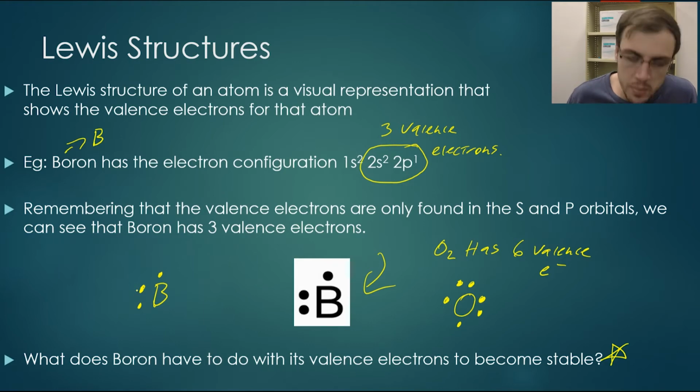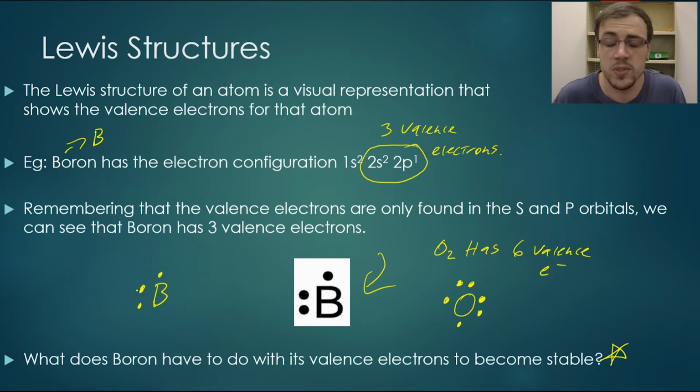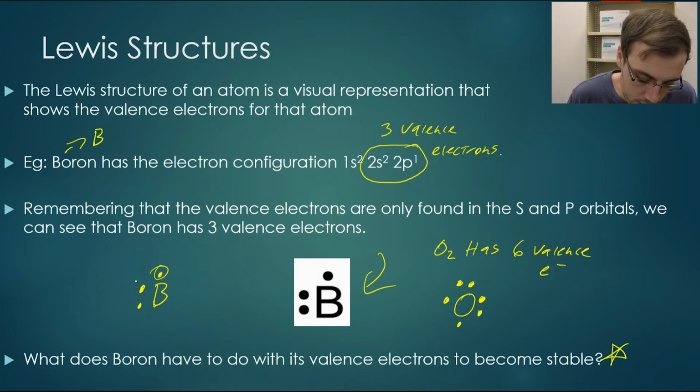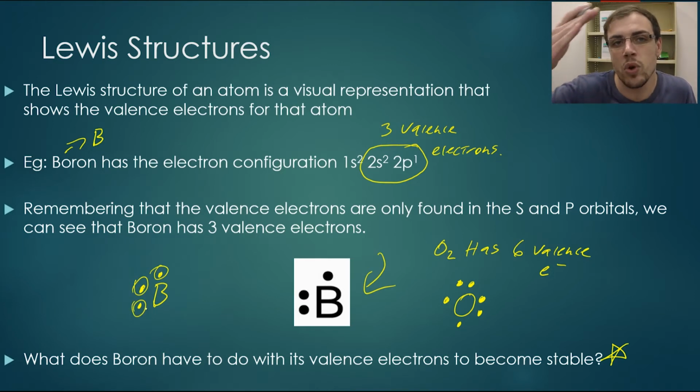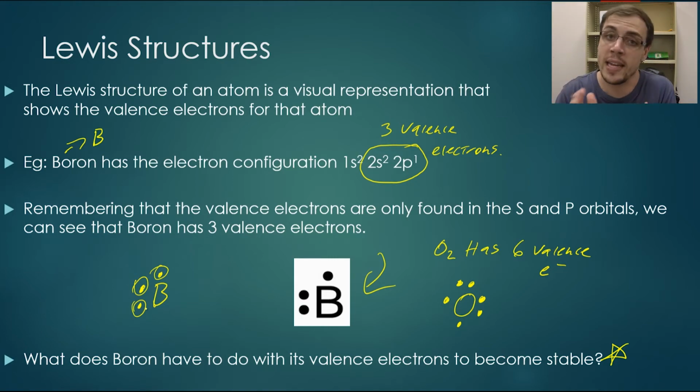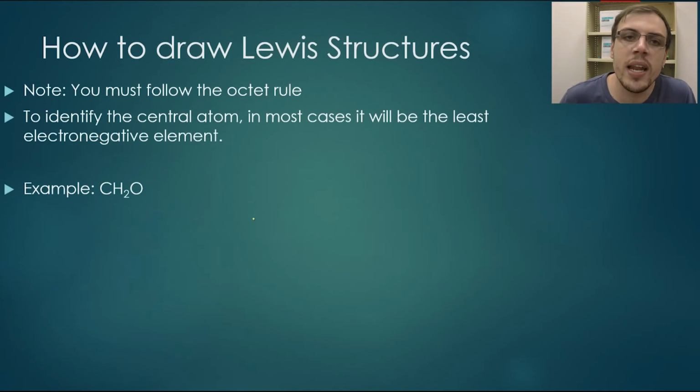So for boron to become stable, it needs to find another element or compound to steal or take away these 3 electrons. Because by doing that, it will drop down to the lower energy level, where its outermost shell would have 8 valence electrons. So let's look at how we can draw valence electrons.